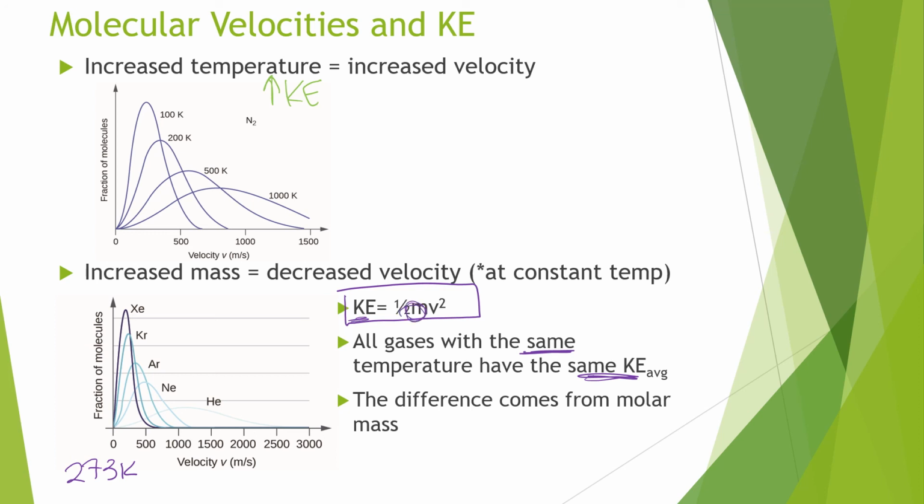As we get heavier, we move much slower. That's why the curve for xenon shows the majority of particles moving very slowly, while the curve for helium shows the majority of molecules moving much faster. A big takeaway point here is that increased mass means decreased velocity or speed. It does not mean they have a different kinetic energy. They're just moving slower because they're bigger.